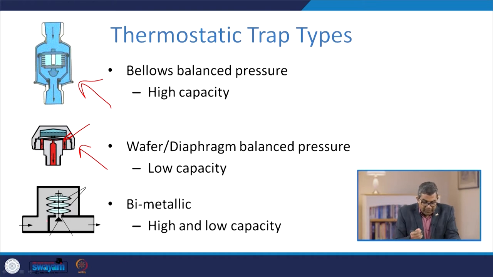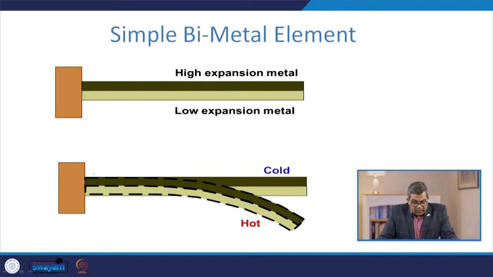There are certain bimetallic types of thermostatic traps. They have high and low capacity. So, these are the bimetallic, we will discuss in due course of time. Now, see, when we talk about this simple bimetal element, there are two metals having different expansion aspects, they are fused together. Here you see this is the high expansion metal, and the other fused metal is the low expansion metal.